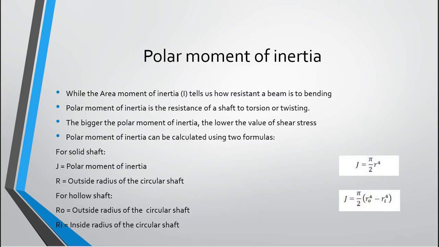Polar moment of inertia. While the area moment of inertia tells us how resistant a beam is to bending, the polar moment of inertia is the resistance of a shaft to torsion or twisting. The bigger the polar moment of inertia, the lower the value of shear stress. Polar moment of inertia can be calculated by using the following two formulas. For a solid shaft, J is the polar moment of inertia and R is the outside radius of the circular shaft. For a hollow shaft, R_O is the outside radius of the circular shaft and R_I is the inside radius of the circular shaft.